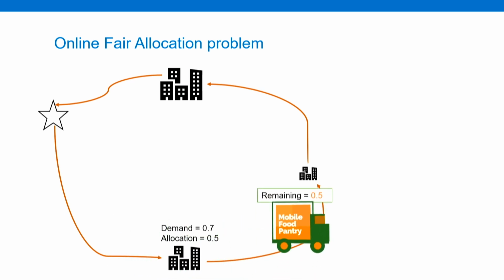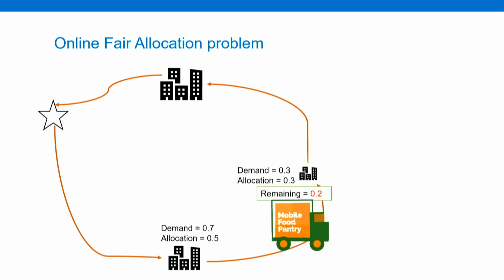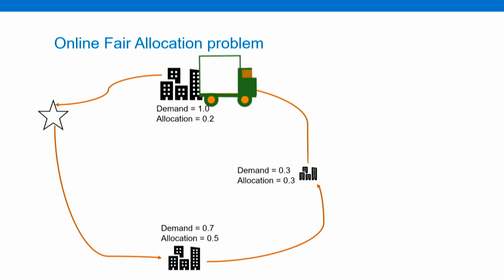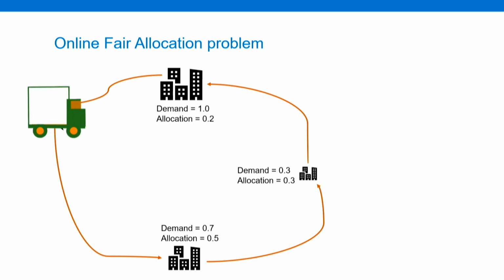Then I drive to the next city. This is a small town. The demand's 0.3, so maybe I just serve everybody. I have 0.2 remaining. I drive to the last city, and the demand's 1. This was the biggest city. And unfortunately, then I can only give them 0.2, which is a very low ratio for the last city. And then I finish my route at the end of the day.